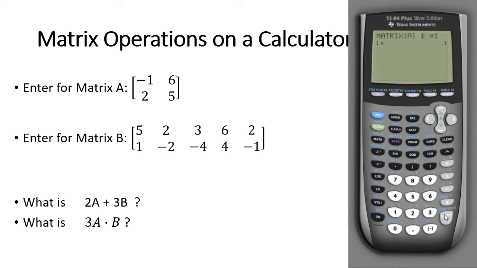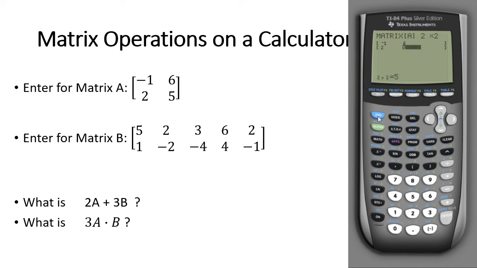We can now enter matrices by going to edit. The first matrix that we were asked to enter here is a 2 by 2 matrix, so we're going to change the dimensions to 2 by 2. And then we're going to enter the data. The way that we typically read a matrix is from left to right, one row, and then when we're done reading left to right, we go down to the next row. So it'd be -1, 6, 2, 5. So that is matrix A.